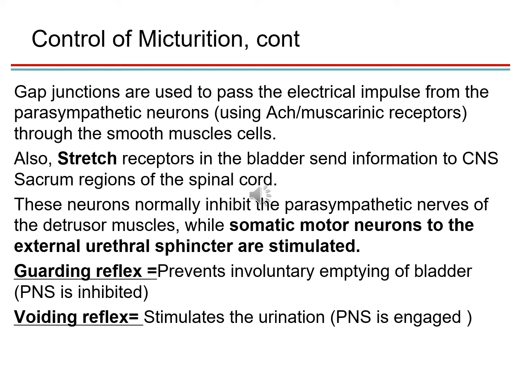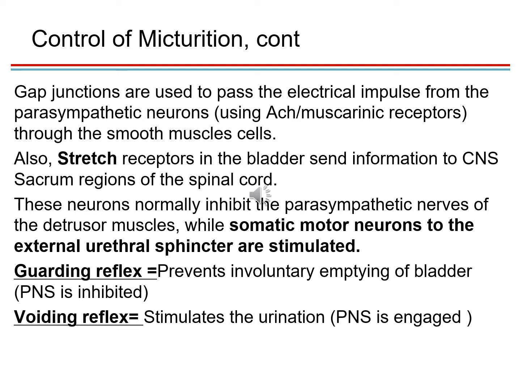And in this case, it is the one that is regulated by the somatic motor neuron that innervates the external urethral sphincter. Meanwhile, we have this somatic motor neuron stimulated. We have the external urethral sphincter contracted, avoiding involuntary emptying of the bladder. This one is the guardian reflex.